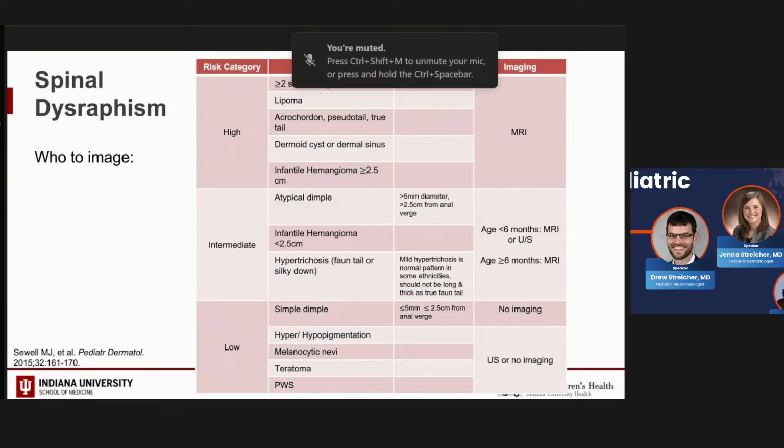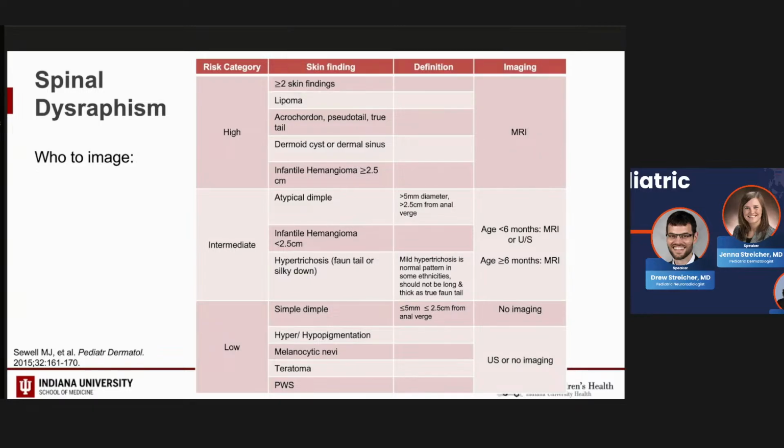Usually port wine stains in this location rarely have issues. And again, there's a little complexity. Sometimes we would do an ultrasound if they're young, but often don't have to do any imaging.